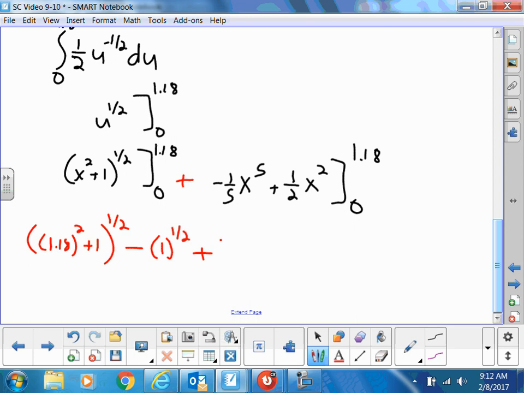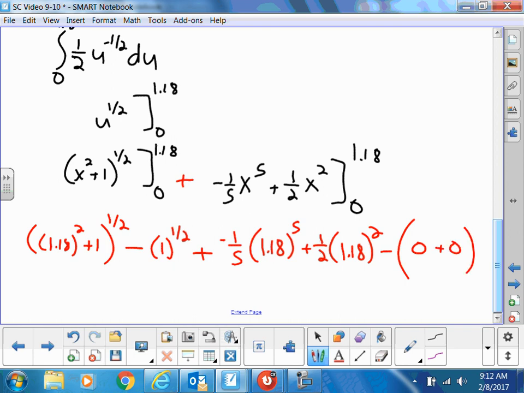We'll have plus a negative 1/5 times 1.18 to the 5th, plus 1/2 times 1.18 to the 2nd, minus, start a parenthesis because there's multiple parts. Now these will both be 0. 0 to the 5th times negative 1/5 is 0. 0 to the 2nd times 1/2 is 0. So those parts will be 0.